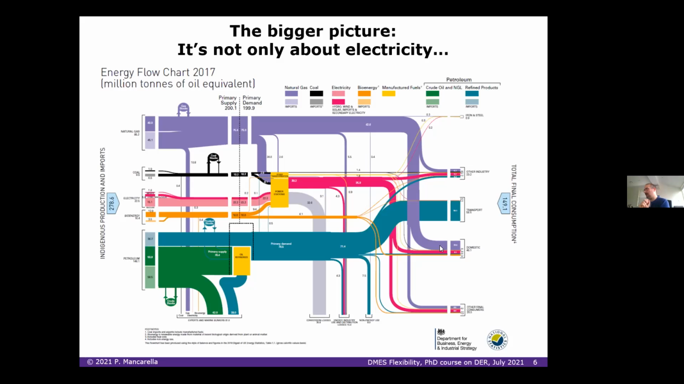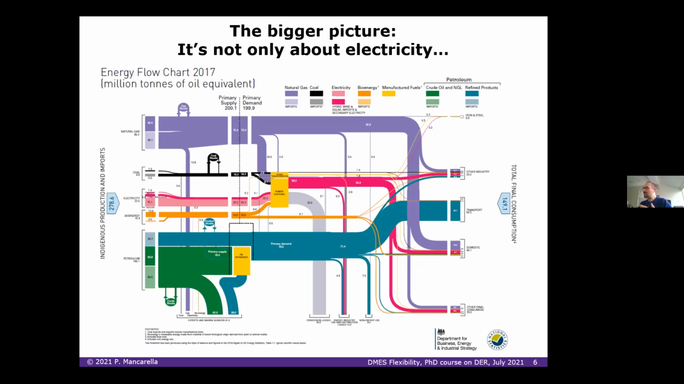Now, transport is all coming from oil, basically. Heat is all basically coming from gas, and electricity is largely coming from different sources, and only recently we started having more and more wind and solar in the system. And this is for the UK. In many parts of Europe, it's similar. In other parts of the world, it's actually potentially much worse.